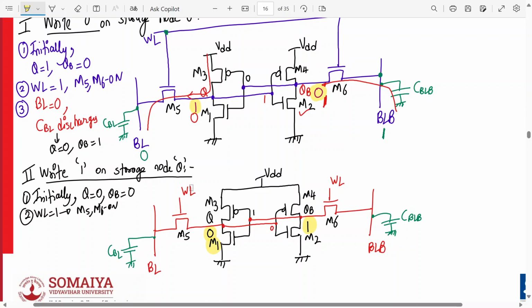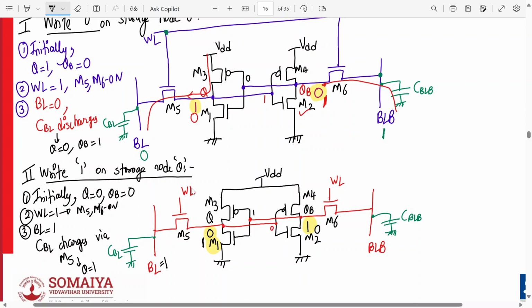Tell me, what should be my bit line? If I have to write 1 over here, what should be the bit line? Bit line should be 1. So this bit line should be 1. This bit line being 1 means what? The capacitor will charge via M5. So CBL charges via M5, and the voltage at storage node Q will slowly rise and become logic 1. So this will become 1 and this will become 0.